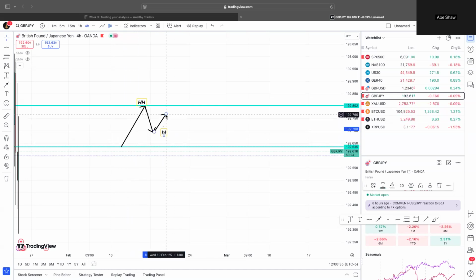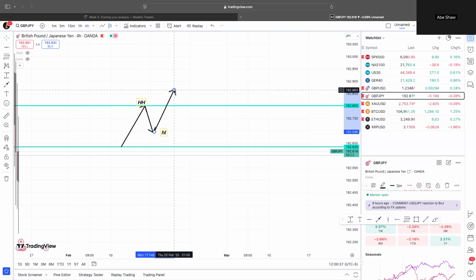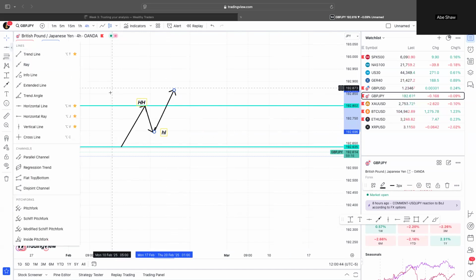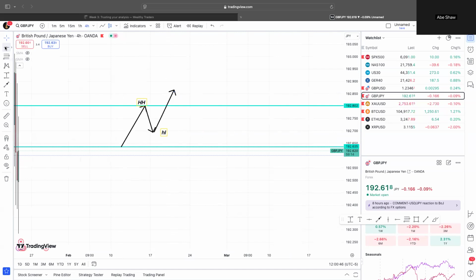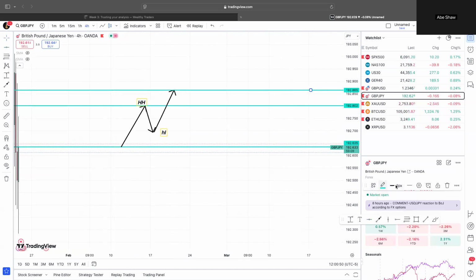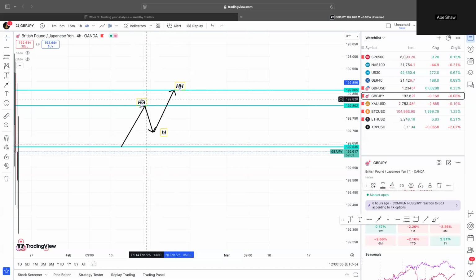And then as the market continues to break out again, if it breaks out higher than 192.802 and it pushes up to 192.865, right? This is now considered a what? A higher high, because now this area is higher than the previous highest high point, which was right here to the left of the charts.